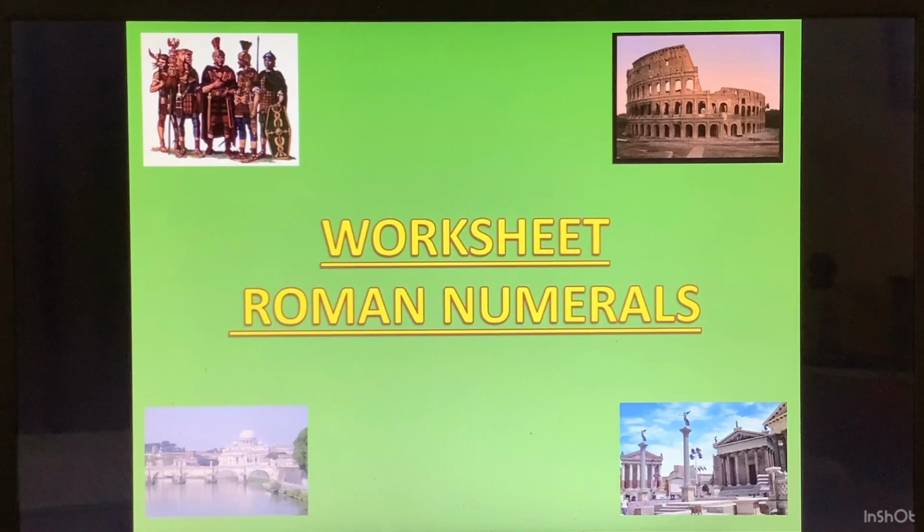Now let us do a worksheet on Roman numerals. Now this is going to be a real-time worksheet. Get ready with your paper and pen. I will read the question to you and you will write the answers in your notebook. After that, I will share the answers. You can check your worksheet there and let me know in the comment section how many marks you got. I will share names of few lucky students in my next video.